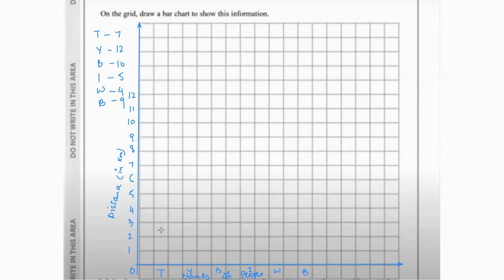So now for the first person, the distance is 7 kilometers. So you draw a bar of 7 kilometers. Then it's 12. So for Yui, we draw a bar of 12 kilometers. Then Barney is 10. Same thing. Ichika is 5, so that's going to be this. Then Wilfred is 4. And lastly, Bella is 9.